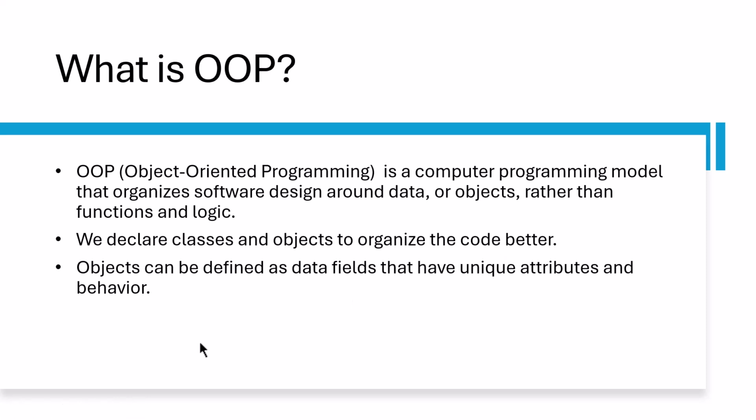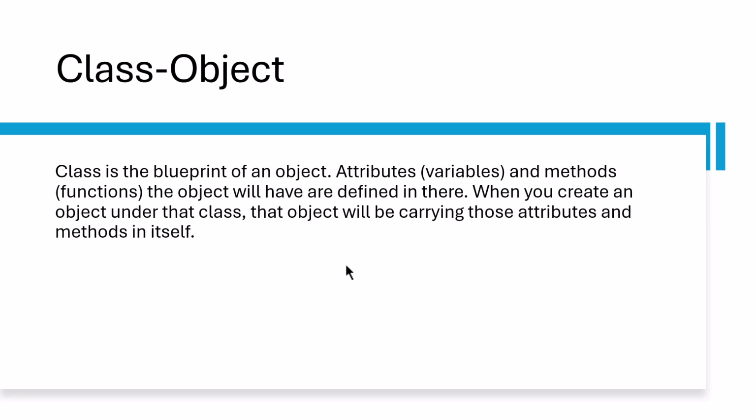We can define objects as data fields that have unique attributes and behavior to them, kind of like a structure that holds data. The interaction between classes and objects is that a class is more of a blueprint for the object. So you create the class and you create the object off of the class. And the attributes and methods of the objects will be based off of what the class has. By the way, attributes are basically variables and methods are basically functions under a class. So keep that in mind because I'll be using those words quite often. When you create an object under that class, that object will be carrying those attributes and methods in itself.